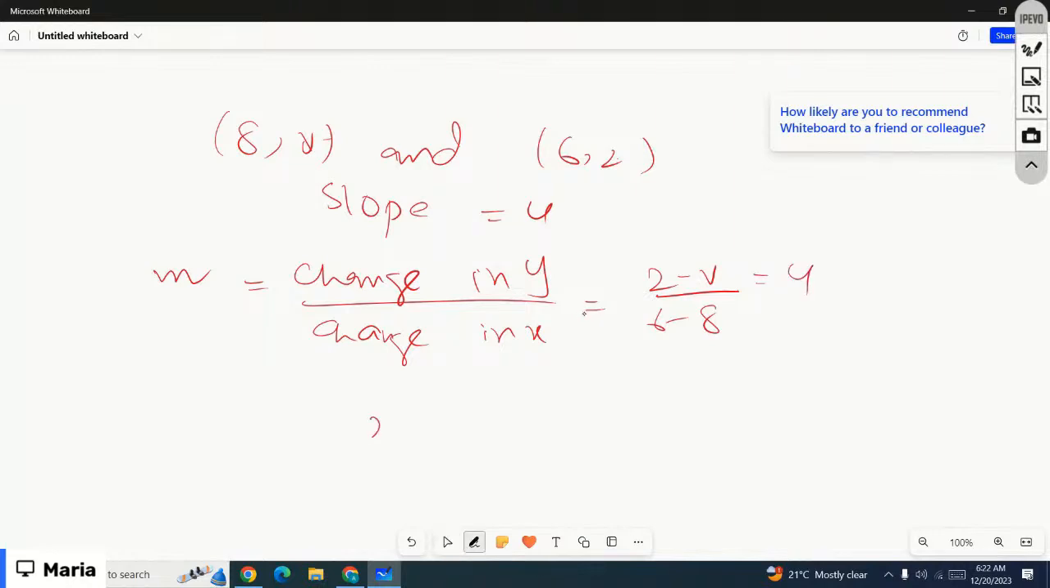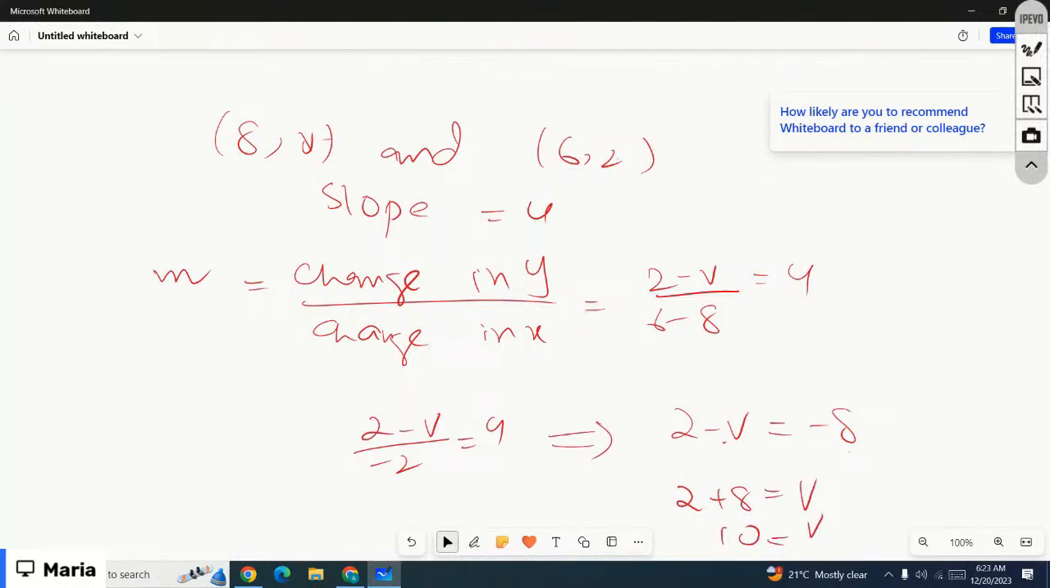So 2 minus v over 6 minus 8, which is negative 2, equals 4. Just cross multiply. Negative 2 times 4 is negative 8, right? Move v to the other side, so that would be 2 plus 8 equals v. So v equals 10, right? That's how you calculate the missing value. Just put all the values in the formula and calculate for the missing variable, right?